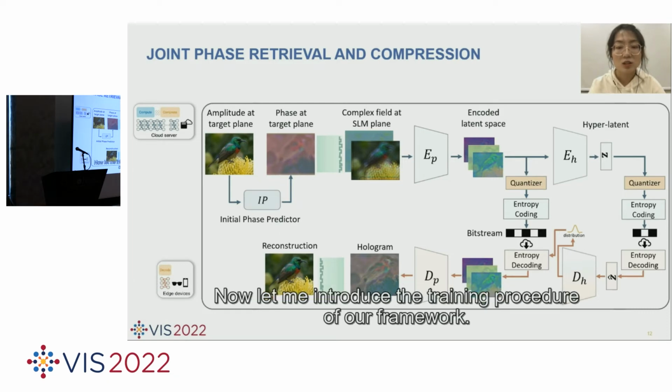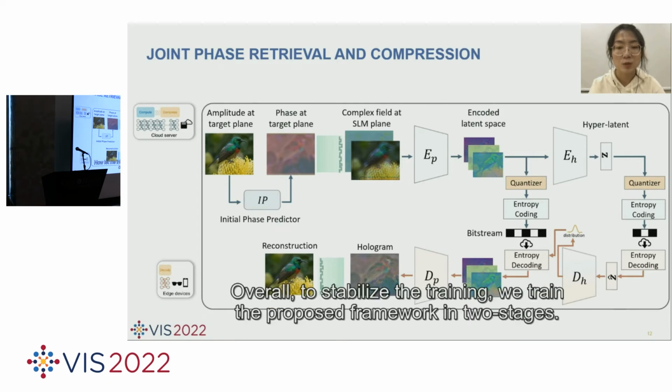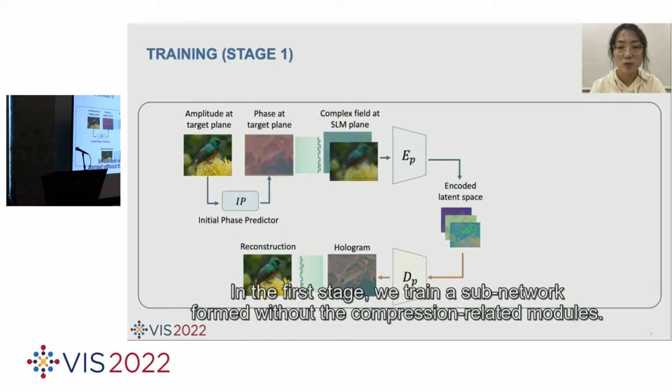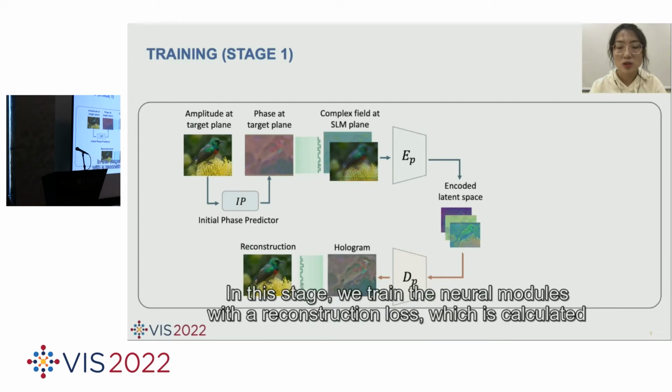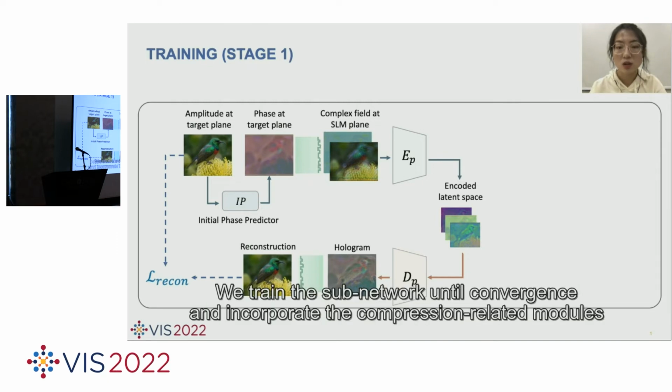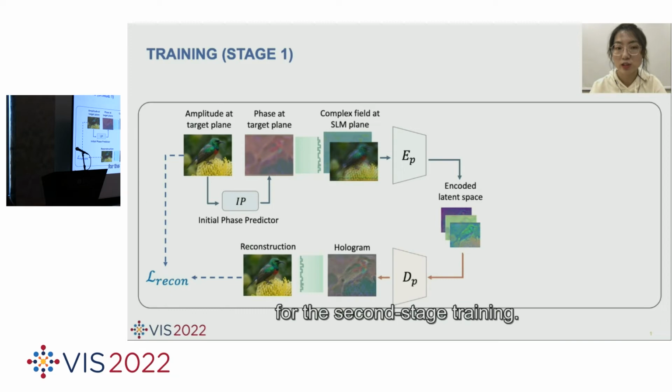Now, let me introduce the training procedure of our framework. Overall, to stabilize the training, we train the proposed framework in 2 stages. In the first stage, we train a subnetwork formed without the compression-related modules. In this stage, we train the neural modules with the reconstruction loss, which is calculated between the reconstructed image and the target input. We train the subnetwork until convergence and incorporate the compression-related modules for the second stage training.